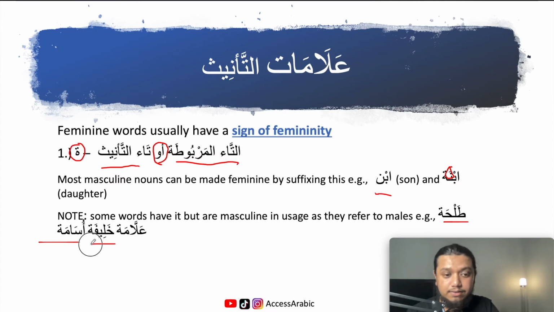Likewise, Khalifa refers to the leader of the Muslims. It's a feminine word, but it refers to males. And sometimes we have unisex words such as allama, which refers to a very learned person, such as scholars, allama. You would hear many times they refer to as allama. This word can be used for males and it can also be used for females.